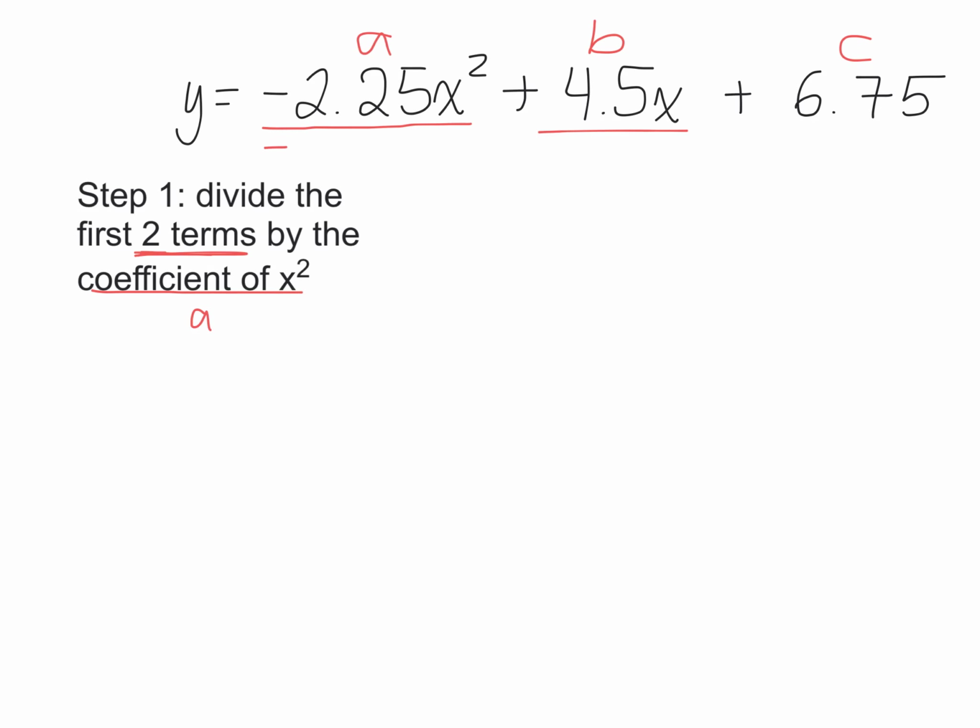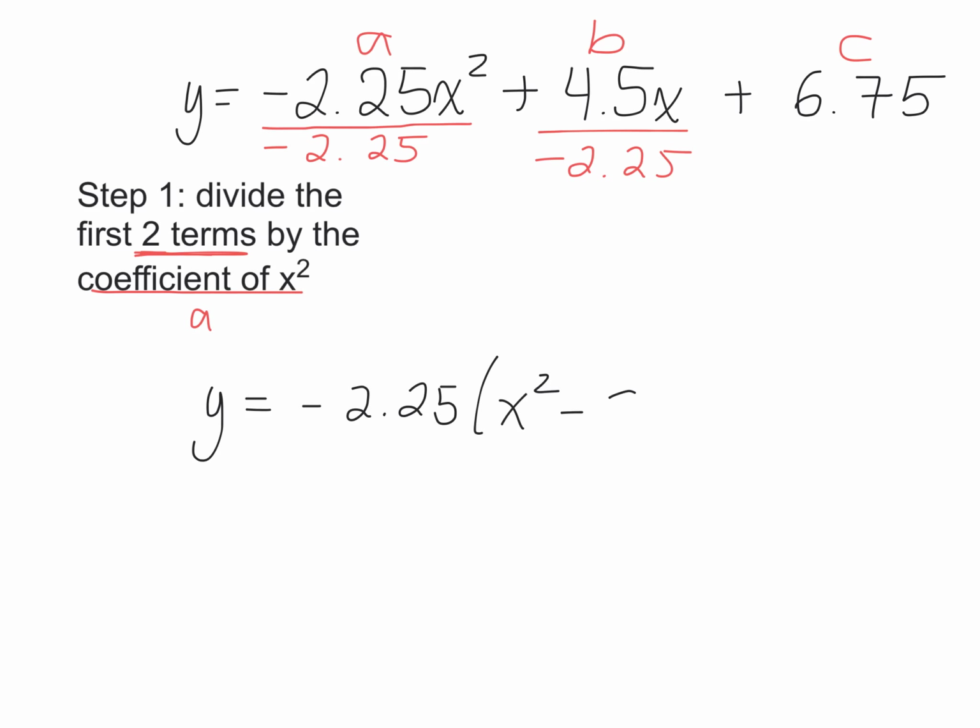So I have to divide this by negative 2.25, and I'm going to divide this by negative 2.25. So what do I have? Negative 2.25 x squared minus 2x. And we need to create a perfect square trinomial out of this. So let's keep the plus 6.75. That is no longer going to be c. We need to create a c.